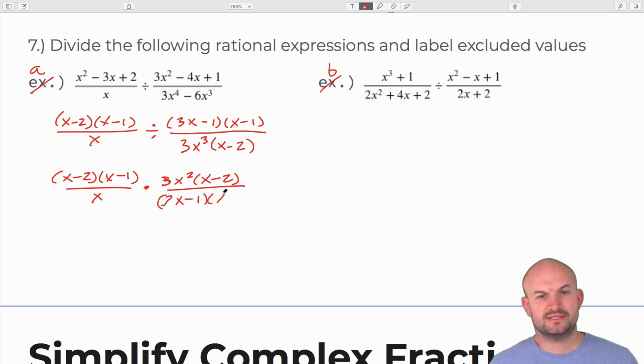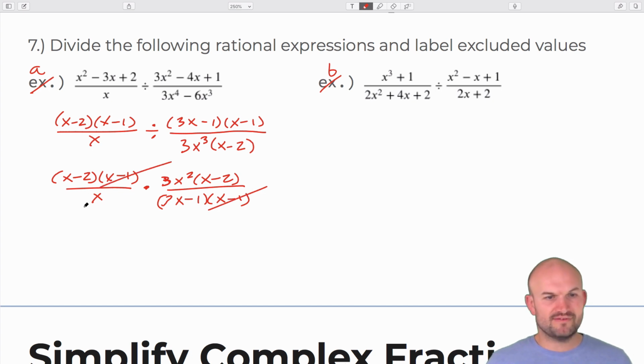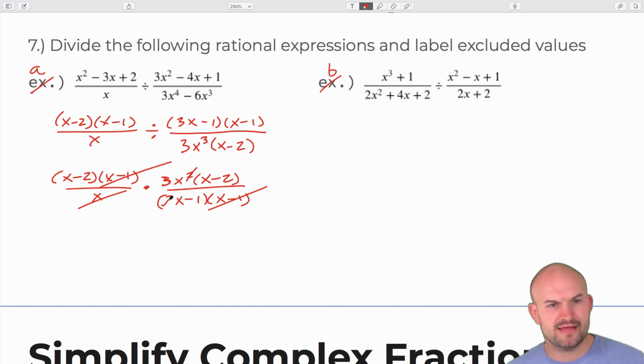And then let's see, minus 1. So now you can see that the x minus 1s are going to divide out. The x and the x squared divide out. Nothing with the x minus 2s, and this 3x minus 1, nothing divides out there.